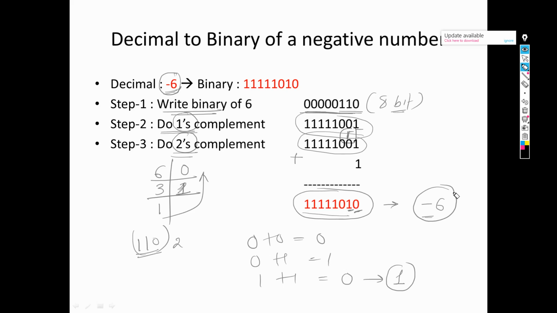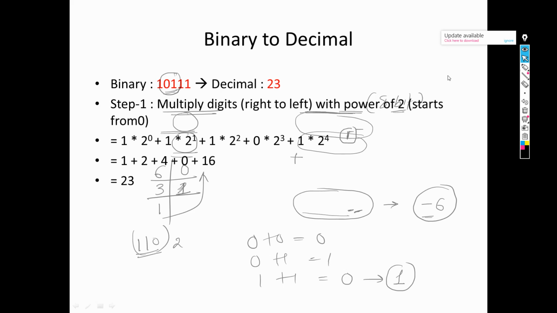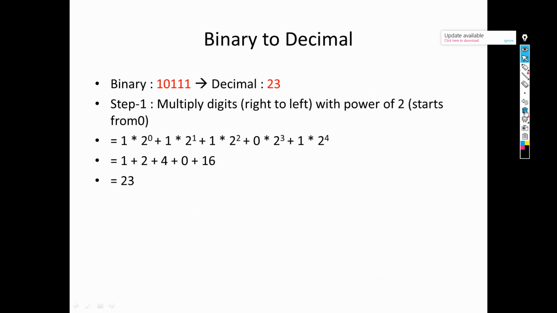Okay. Now, next comes the reverse, that is, how to convert binary to decimal number. So for that, simply here you can see a binary number. Now I need to convert it into decimal. So the equivalent decimal is 23. So the fundamental method is this. What we need to do? We need to start from the last bit, the rightmost.